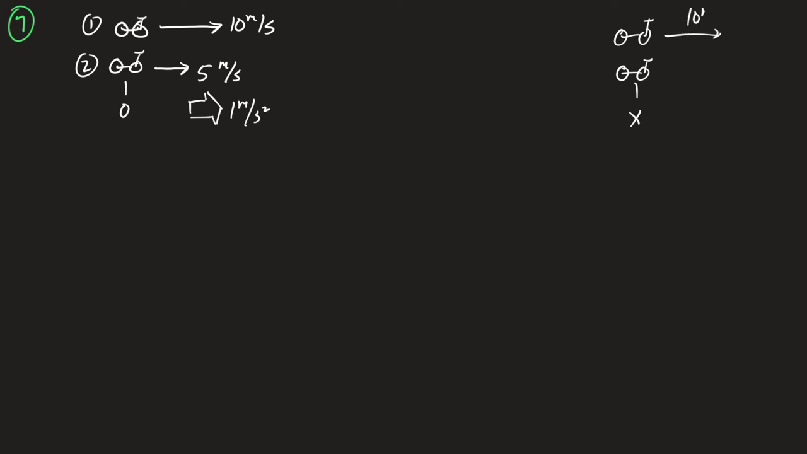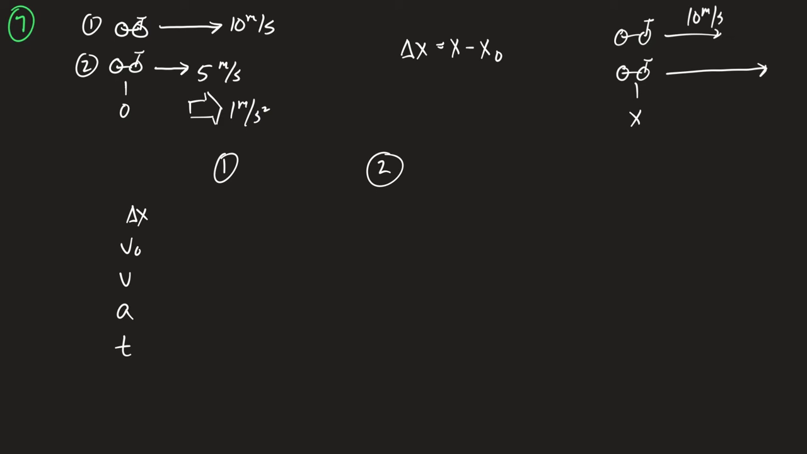This one's still traveling 10 meters per second, but I bet this one is traveling faster. A picture? Good? A reminder, delta x equals x minus x naught. Are we good? I'm doing this as some foreshadowing for question number 8. Cyclist 1, cyclist 2. Delta x, v naught, v, a, t. And again, you had this problem in class, so you could have looked at it.